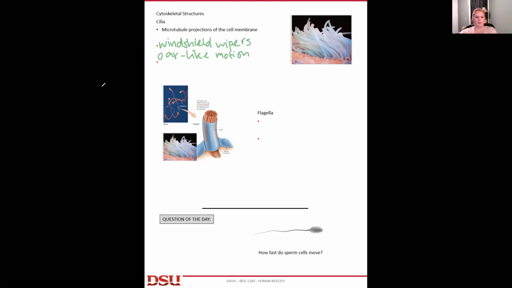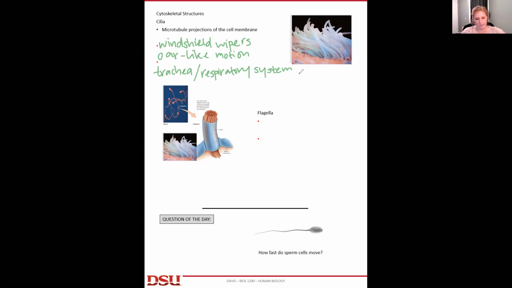In the body, one of the places that you find cilia is in the trachea and in part of the respiratory system. The cilia in these locations, which are part of the cells on the outermost layer, act like a broom. Okay, so we've got windshield wipers, the oar motion, or like a broom sweeping back and forth. And that's what they do. They sweep out foreign particles.